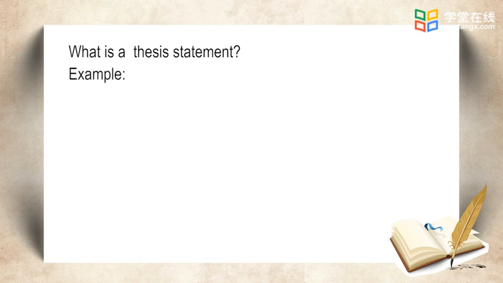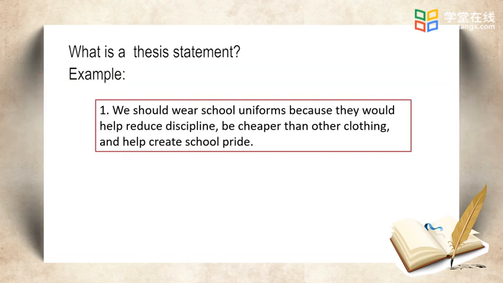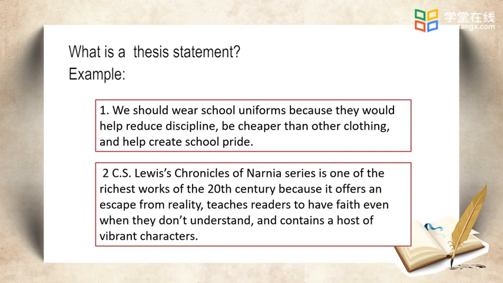Here are two examples of a thesis statement. Number 1, we should wear school uniforms because they would help reduce the need for disciplinary measures, be cheaper than other clothing, and help create school pride. Number 2, C.S. Lewis's Chronicles of Narnia series is one of the richest works of the 20th century because it offers an escape from reality, teaches readers to have faith even when they don't understand, and contains a host of vibrant characters.